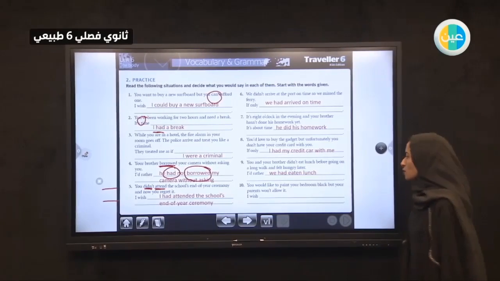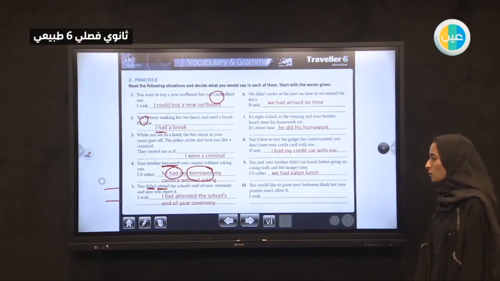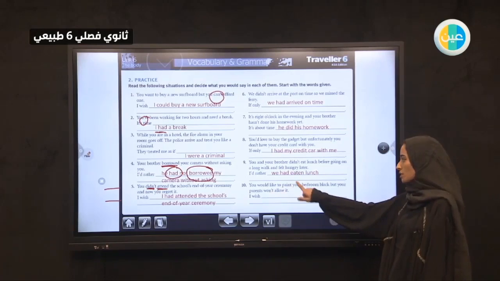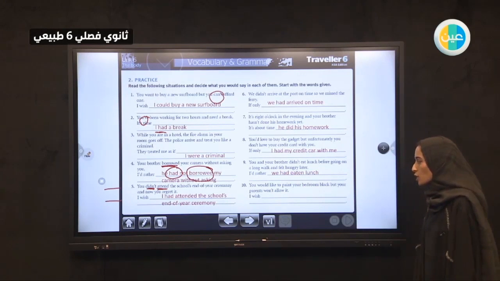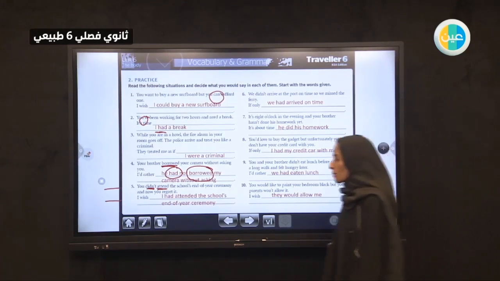You would like to paint your room black, but your parents will not allow you. This is not a want, this is a will, not. Won't allow you. I wish they, who are my parents, would. Will into would, they would allow me.